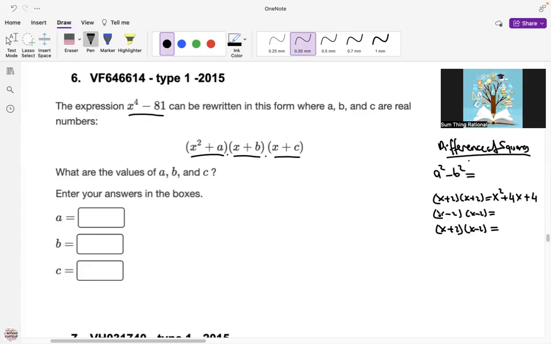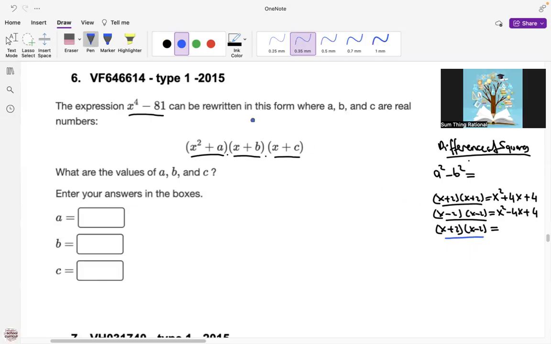x minus 2 whole squared is x squared, negative 2x, negative 2x, which is negative 4x, and negative 2 times negative 2, which is 4. So they have the same sign here. In this case, both of them are positive. In this case, both of them are negative. But here, guys, x plus 2 and x minus 2 are almost the same expression, with a negative sign and a positive sign.